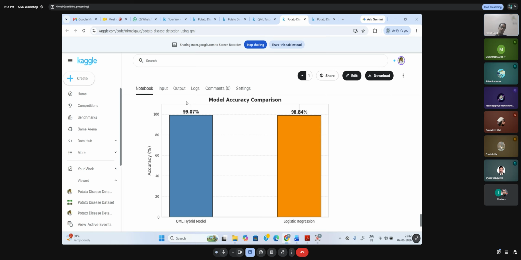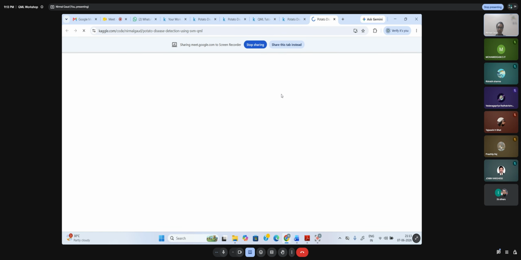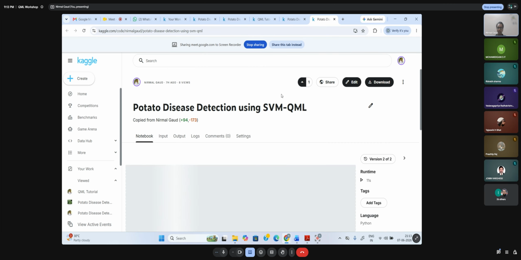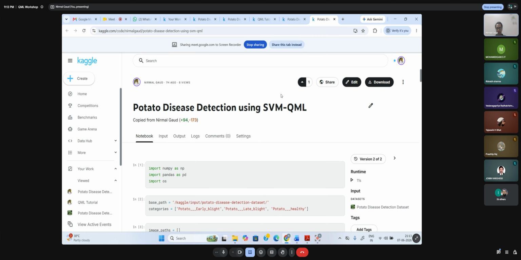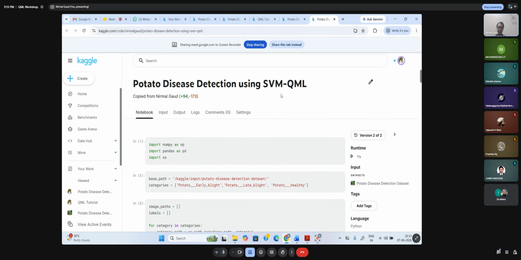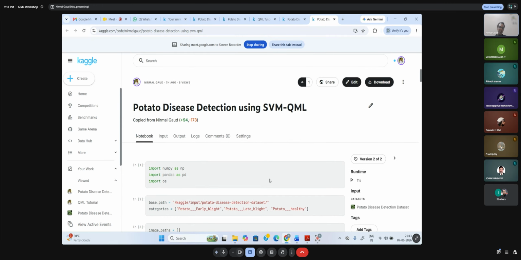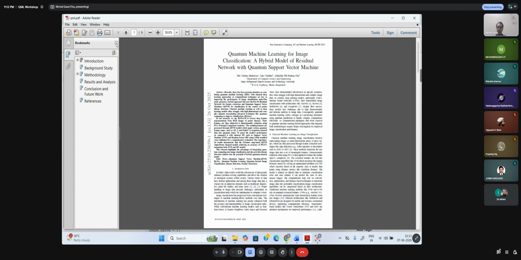Anyways, I have done this project in a different way also. One more code. Now the library will be changed. I was using PennyLane, but here I am not using PennyLane. And this code I have done with respect to a research paper. Here is the research paper.